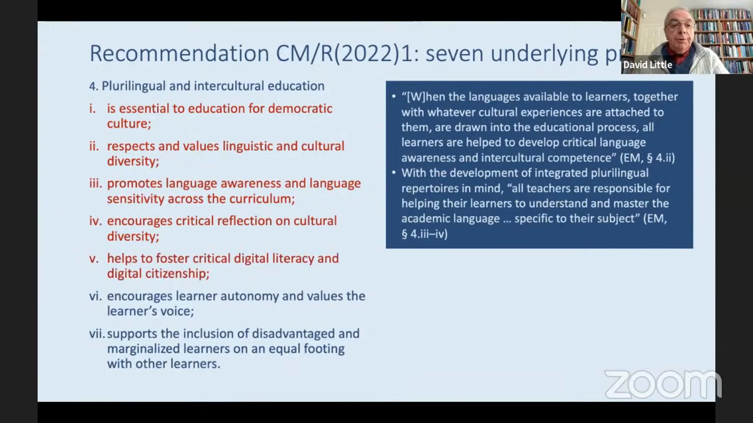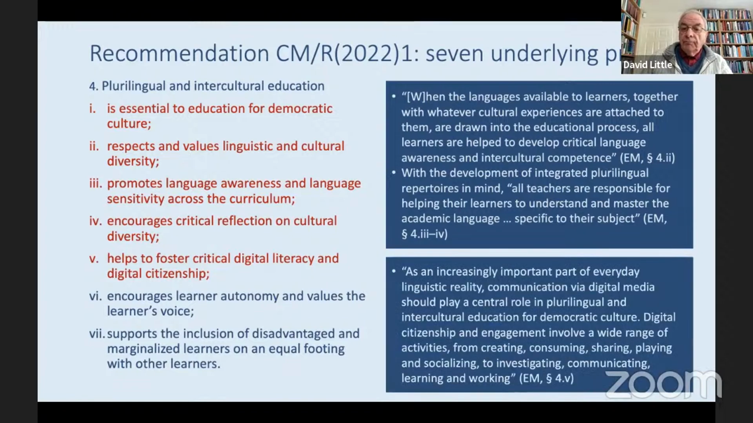Principle 5, plurilingual and intercultural education helps to foster critical digital literacy and digital citizenship. As an increasingly important part of everyday linguistic reality, communication via digital media should play a central role in plurilingual and intercultural education for democratic culture. Digital citizenship and engagement involve a wide range of activities, from creating, consuming, sharing, playing, and socializing, to investigating, communicating, learning, and working. And all of those are, of course, relevant in educational experience.